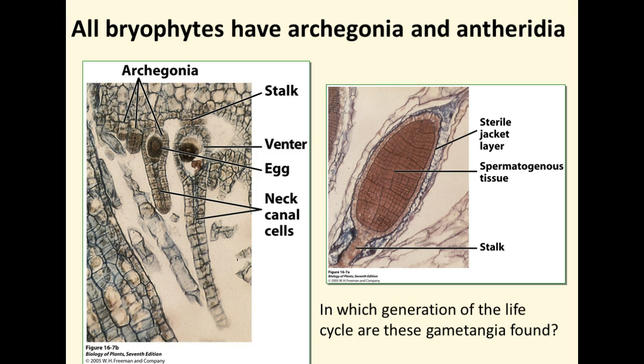Yes, so they are in the haploid part of that life cycle. So again, those gametangia are going to be producing eggs and sperm. But they do it by what process? Mitosis or meiosis again? Mitosis. It's already haploid, so mitosis.